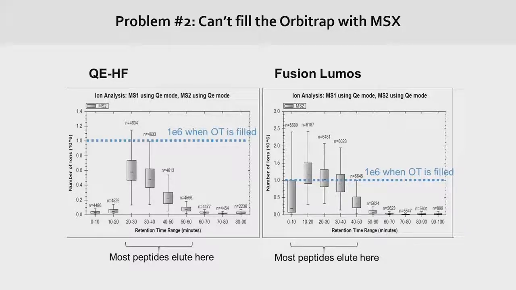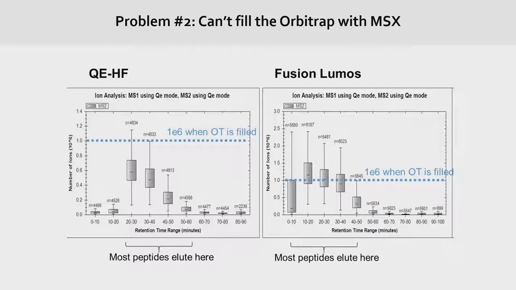The reason for this, of course, is that the Fusion Lumos uses a true electrodynamic ion funnel. And we knew that this would be important. We had been encouraging Thermo to switch from using a stacked ring ion guide to using a true ion funnel like is on the Fusion Lumos. I'll point out we have not tried this on the QE HF-X, but there's no reason why you wouldn't expect the same advantage to be available on the QE HF-X.